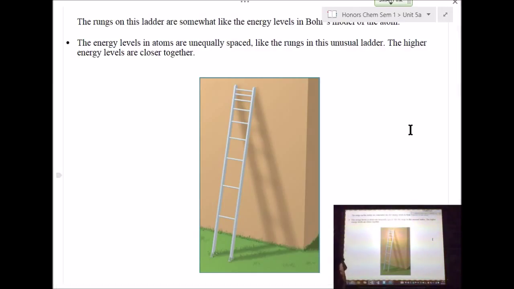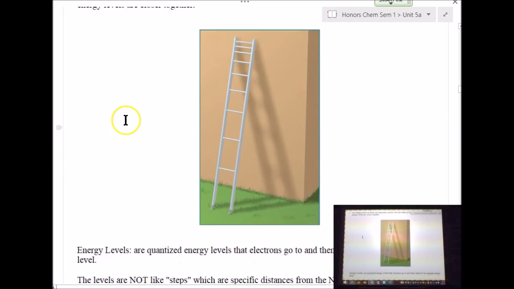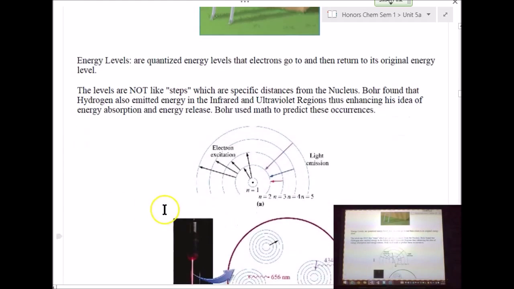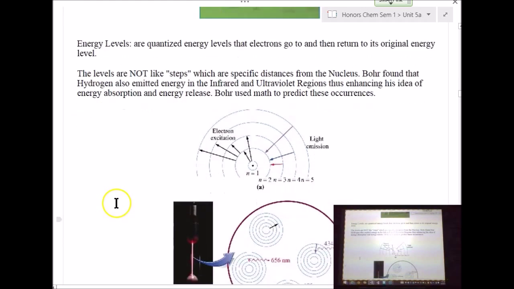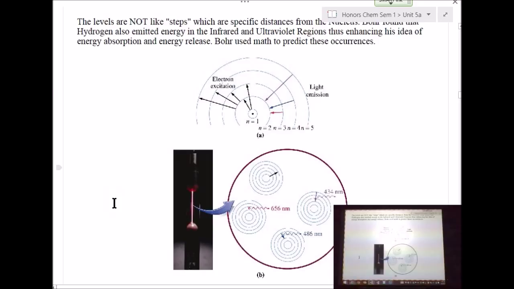That is a strange ladder. And the key here is that the energy levels where electrons are located are not equal. So when we say we're going from the first to the second energy level, there's a difference in the energy needed to go from those levels. And then if we go from the first to like the 8th or 9th, there's another set of energy associated with that. There's no blanks there. I'm going to explain the picture.